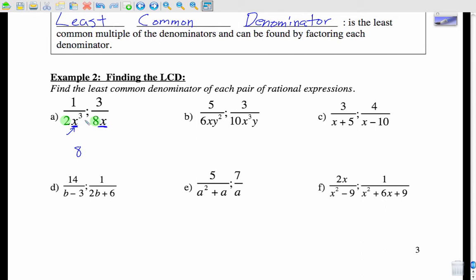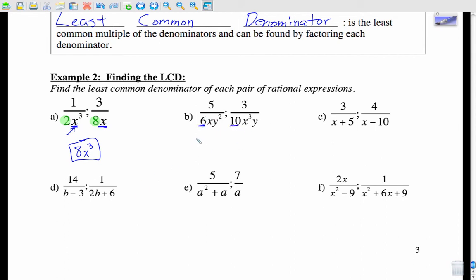I have to have at least 3 in order to be able to add or subtract these two things together. So my common denominator is going to be 8x cubed. I got the 8 from the numbers, and I got the x cubed because that's the least number of x's that I have to have in order for them to be the same.